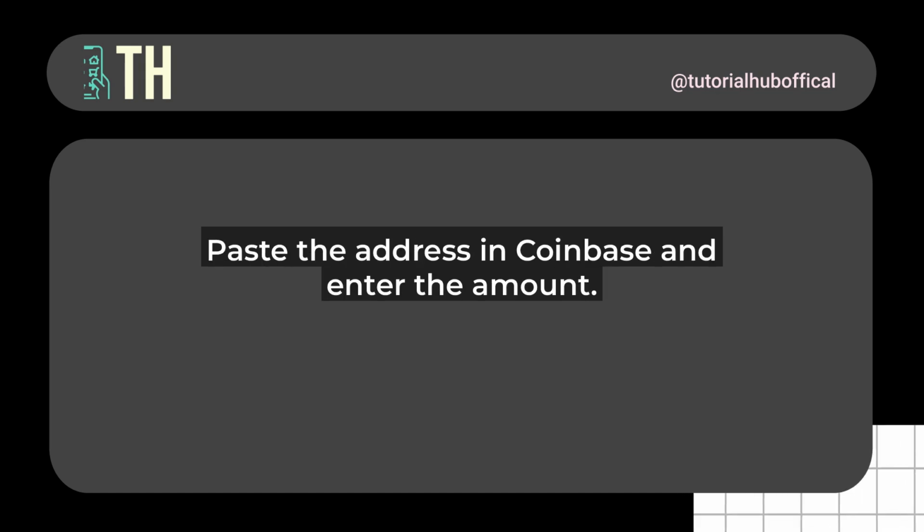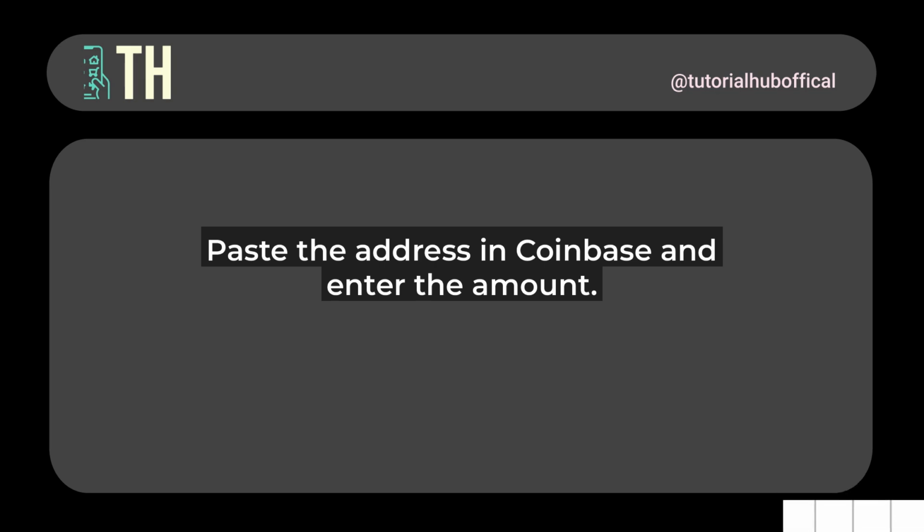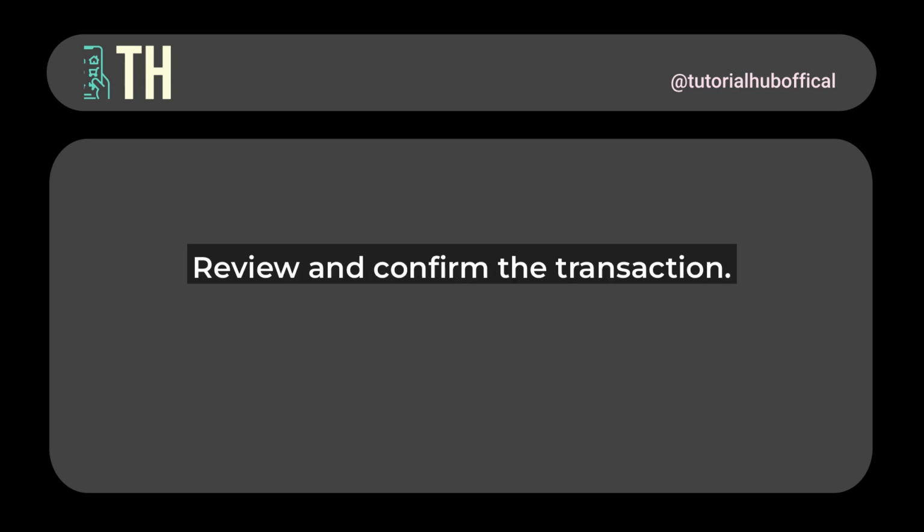Step 3. Back in Coinbase, paste the Trust Wallet address into the recipient field. Enter the amount of XDC you want to transfer, making sure to leave enough for any network fees. Review the details, then hit Confirm to send the transaction. You'll get a confirmation prompt. Always verify before proceeding. Finally, keep an eye on your Trust Wallet for the incoming transfer.